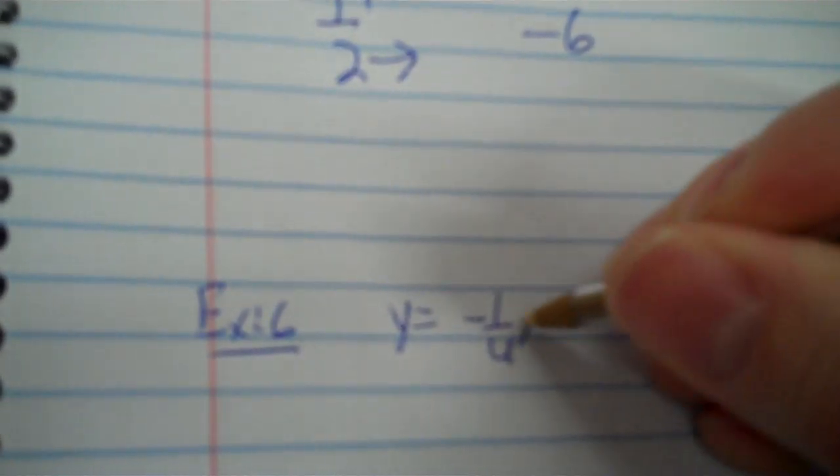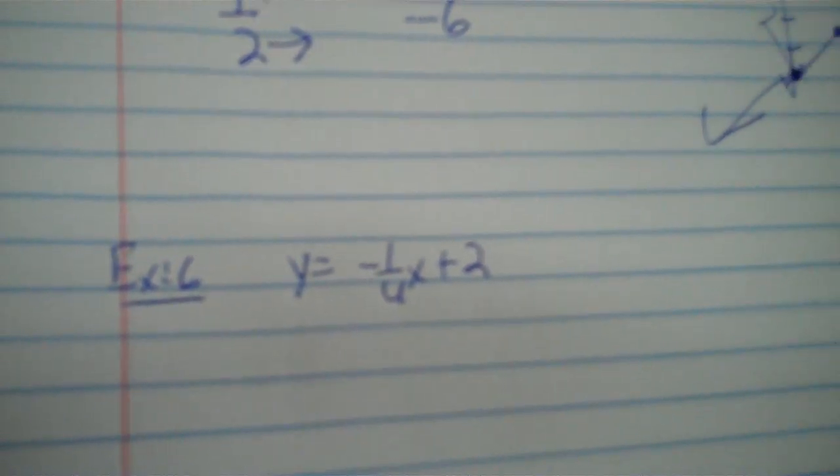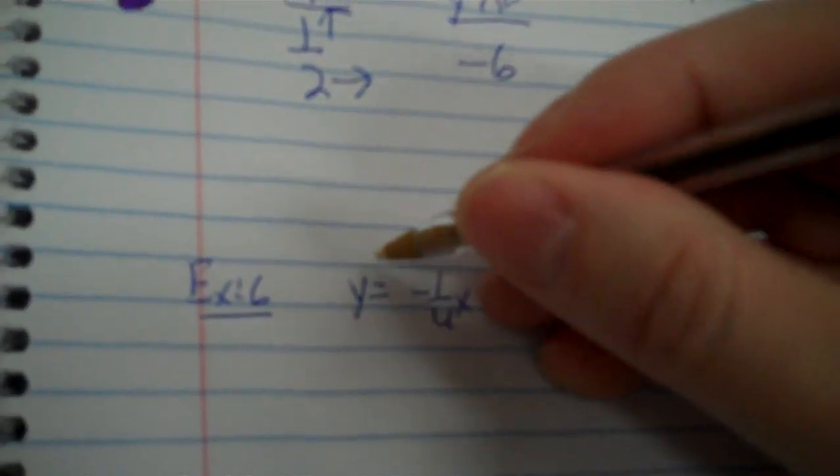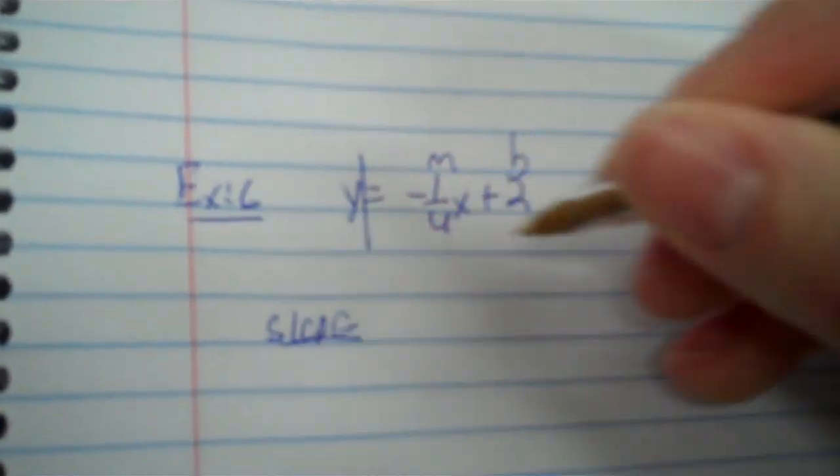Okay, example 6. Y equals negative 1/4 x plus 2. Slope, y-intercept. Slope's negative 1 over 4, and the y-intercept plus 2. Okay, so plus 2, 1, 2, make a point.